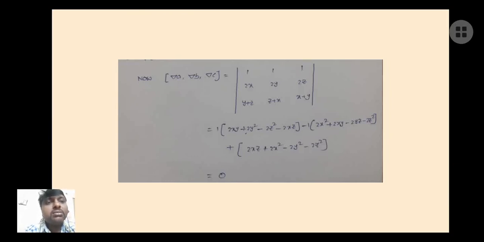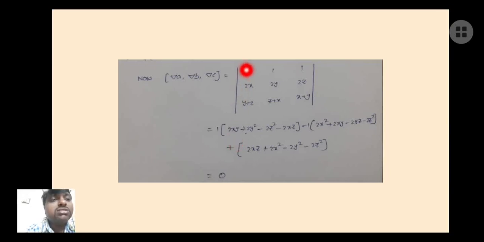Now I am calculating the box of three vectors grad A, grad B, grad C, which is equal to the determinant of the coefficients of i bar, j bar, k bar. For grad A, that is 1, 1, 1. For grad B, 2x, 2y, 2z. For grad C, y plus z, z plus x, x plus y. Now I am calculating the determinant of this.